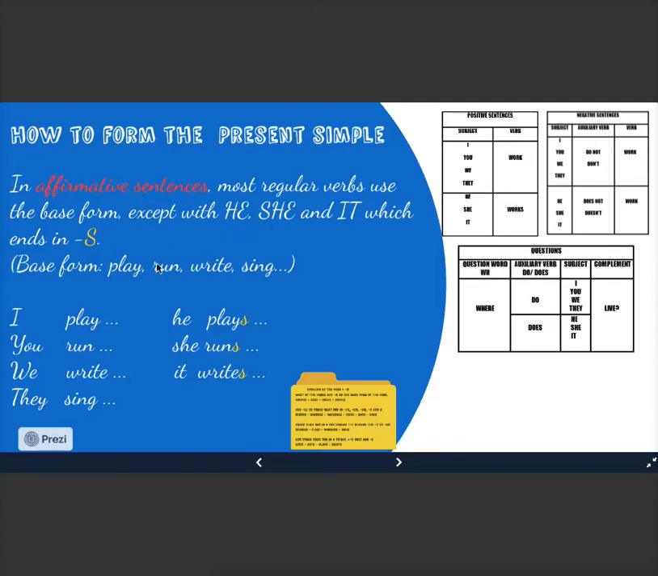So, my dears, we are going to check some examples. In the case of the regular verbs, for example, you can say I play. Can you see the normal verb? You run, we ride, they sing. But what happens when you have he, she, it? ¿Qué pasa cuando tienes he, she, it? Instead of saying I play, you have to say he plays. Can you see? Final S. Tenemos una S final. She runs.